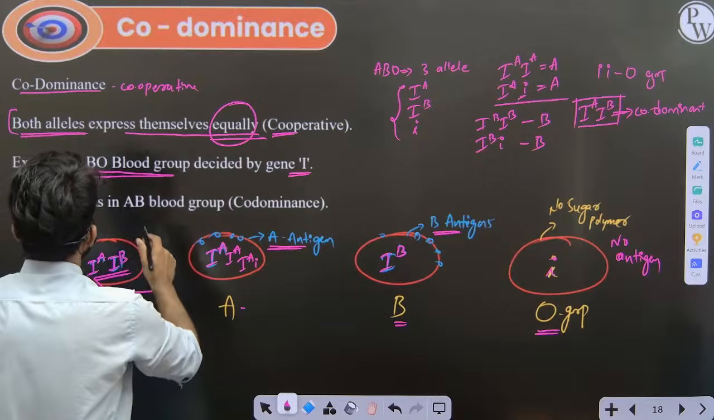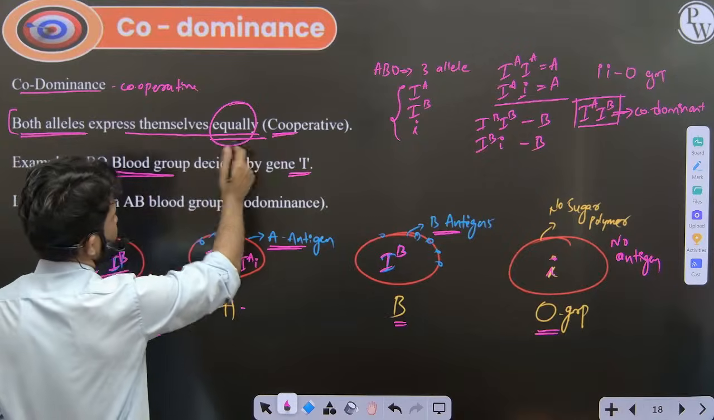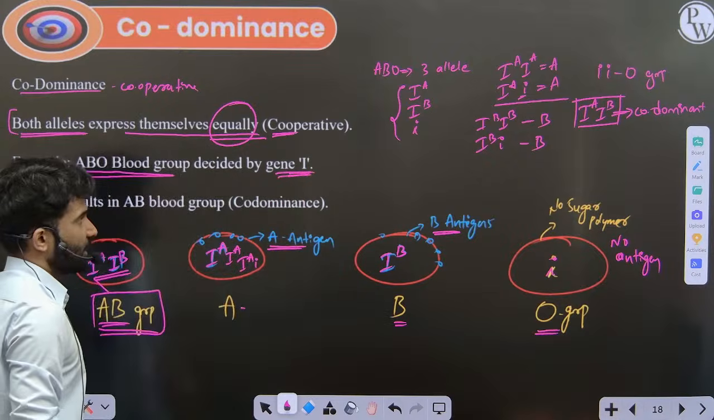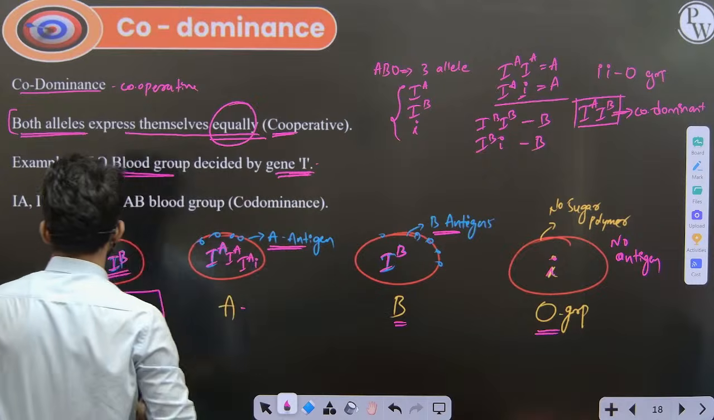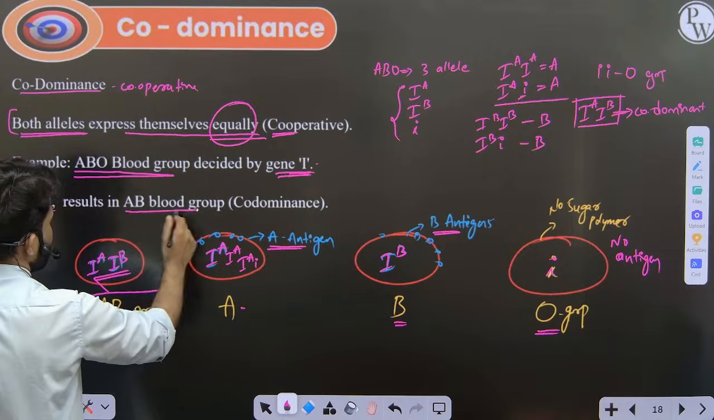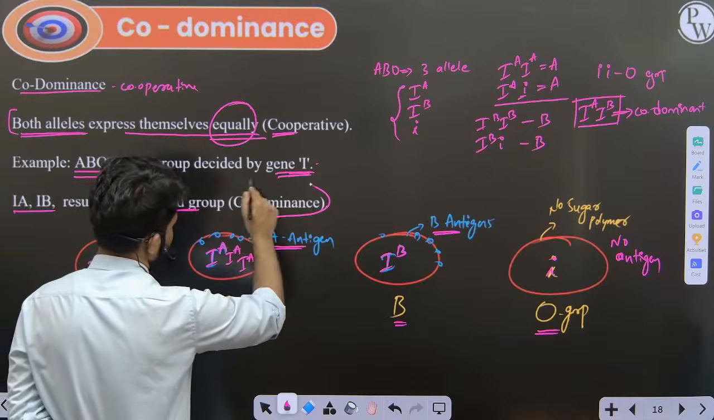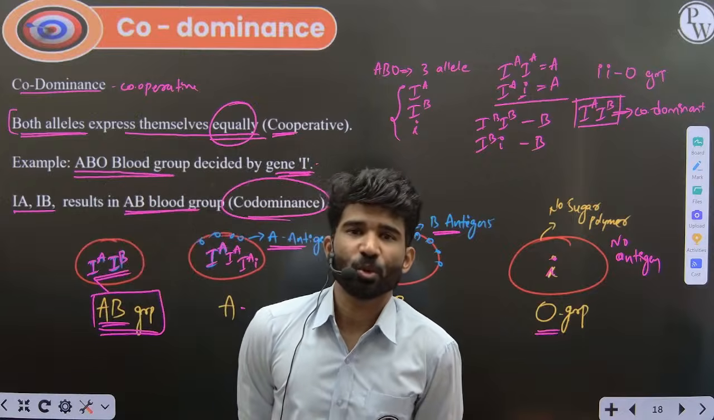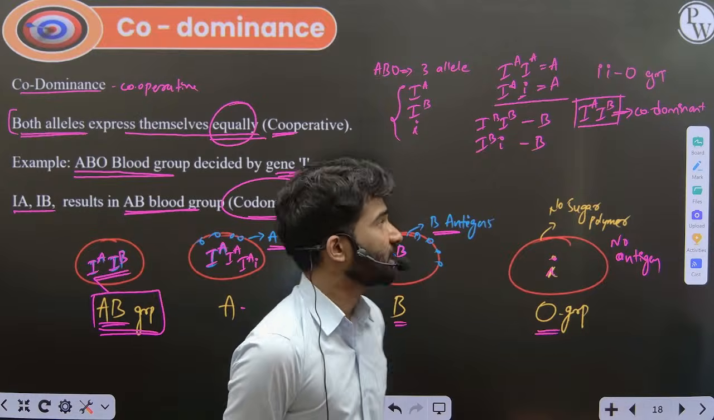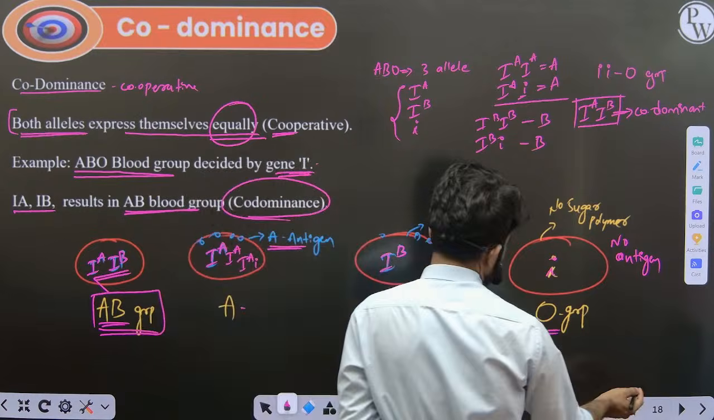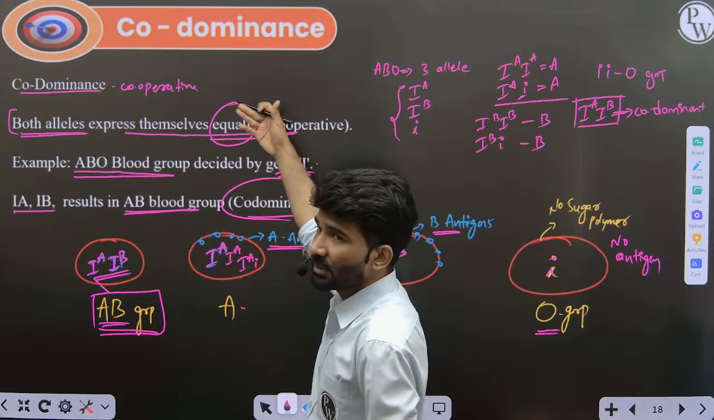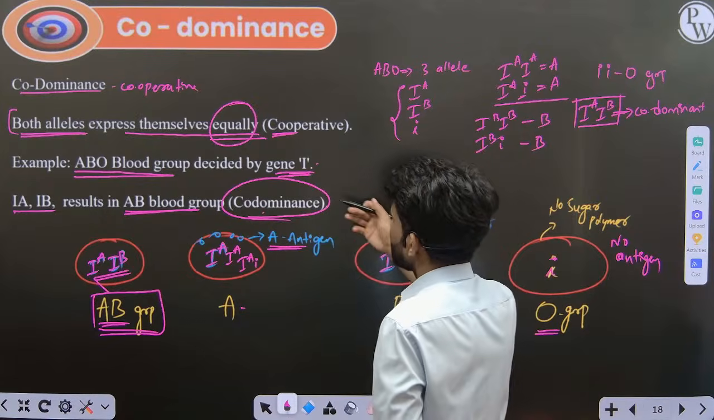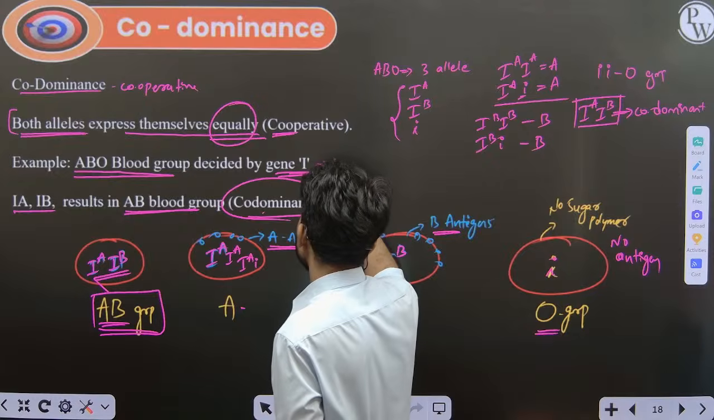Both the alleles are equally expressed. When both of the alleles express themselves equally, then it is called what? Codominance. One of the examples of codominance is the blood group.